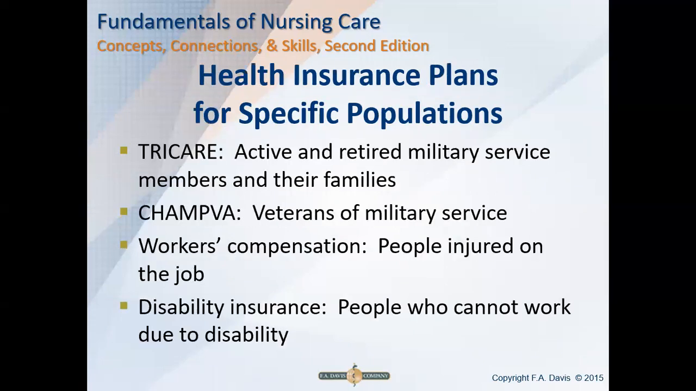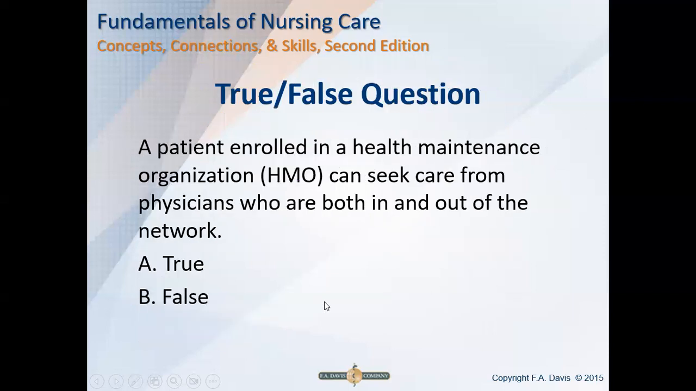Health insurance plans for specific populations. One is called TRICARE, for active and retired military service members and their families. Another one is for veterans of military services. It is called CHAMPVA. Worker compensation is for people injured on the job. Disability insurance is for people who cannot work due to disabilities.